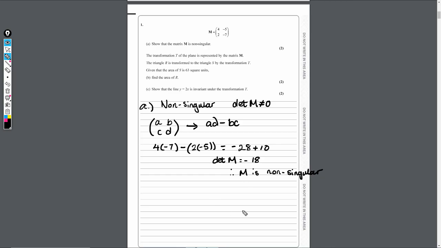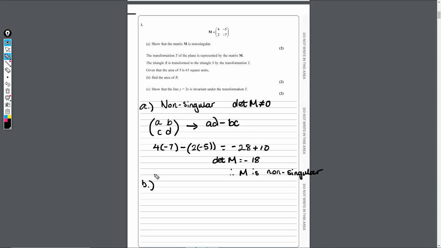So that's part A. Part B now. We're told that the transformation T of the plane is represented by the matrix M, just the matrix that we started with. The triangle R is transformed to the triangle S by the transformation T, and we're given that the area of S is 63 square units. We've now got to find the area of R. It's 2 marks, so nothing too crazy. We just have to be aware of the area scale factor for determinants.